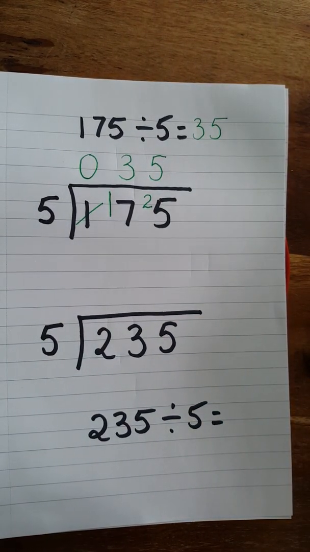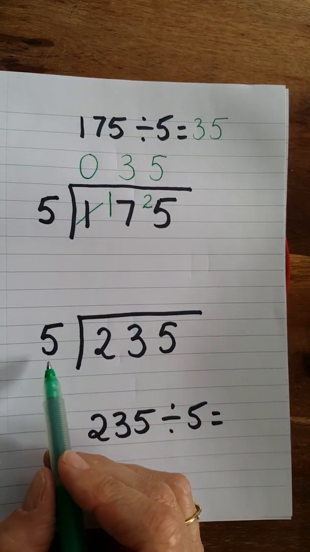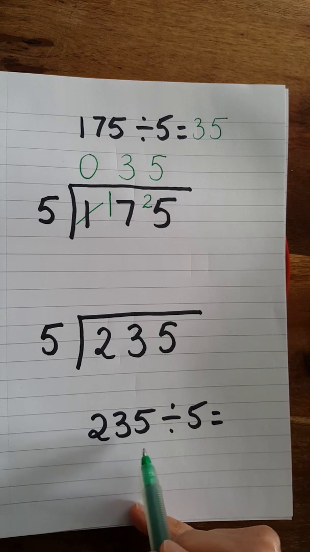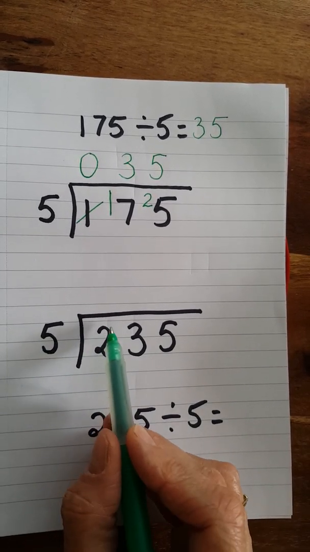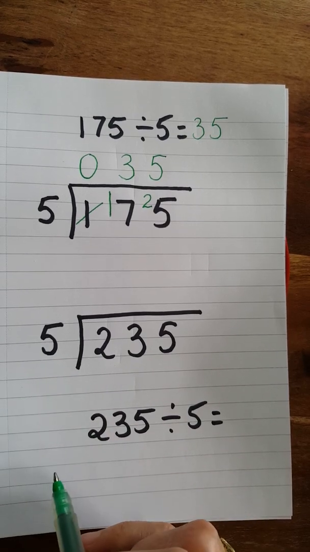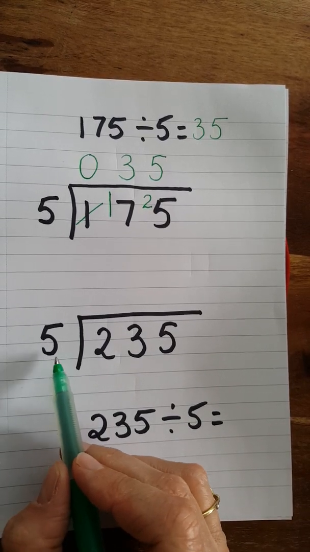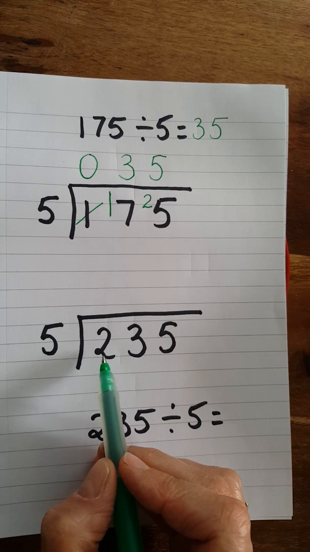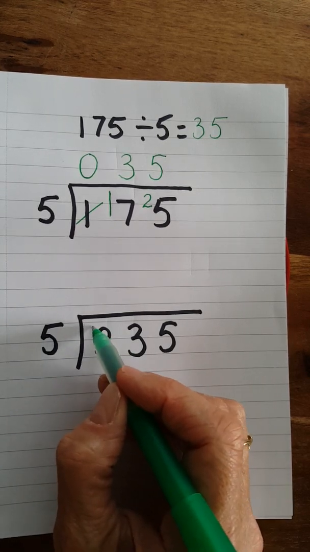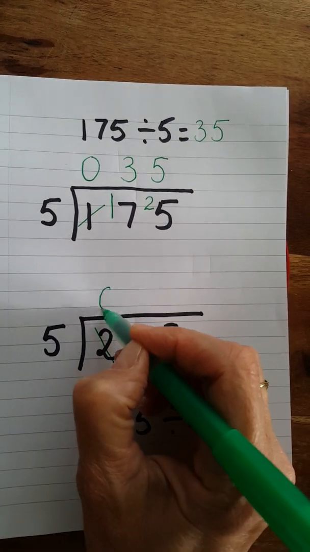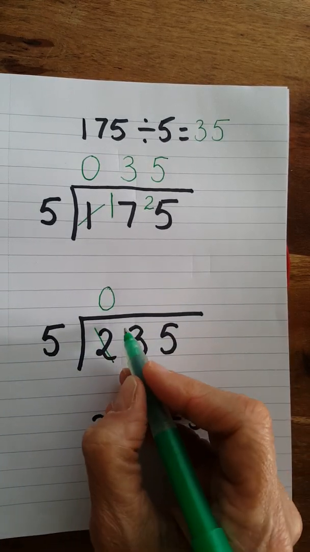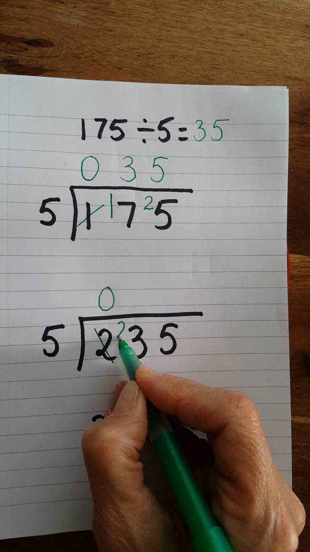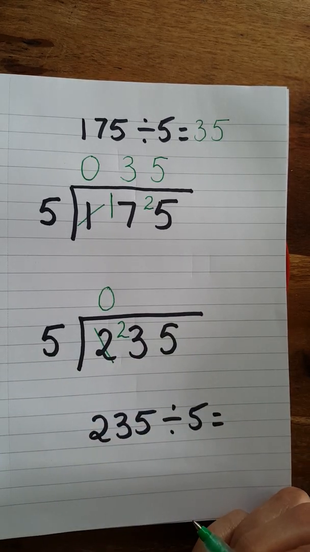Okay, and the absolute last one, same thing's going to happen again. 235 divided by 5, we can see straight away that the first number we're looking at is smaller than 5. So we're going to say, how many 5s in 2? Well, there are none. So I'm going to cross that off. There are no 5s in 2. But again, we can't just ignore that 2. We're going to bring it across and put it in front of the 3.